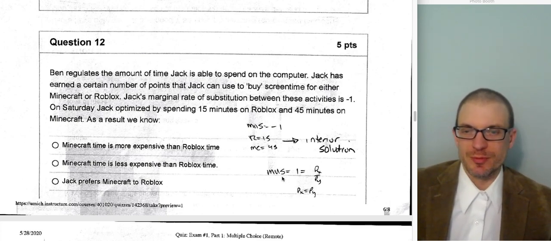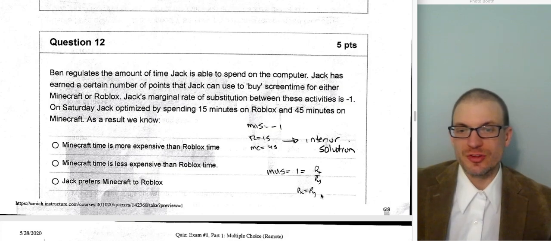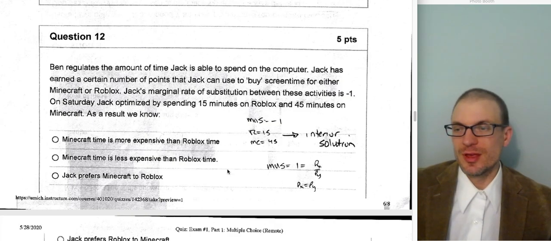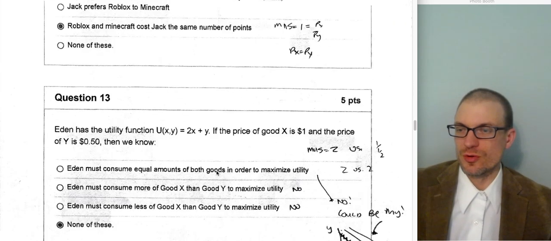For that to be optimal, it must be the case that the MRS of 1 is equal to the price ratio, which also has to be 1. So that tells us the prices of both goods are the same, and hence the answer is Roblox and Minecraft cost Jack the same number of points, which is true.